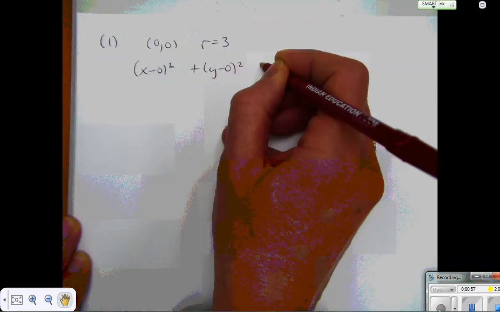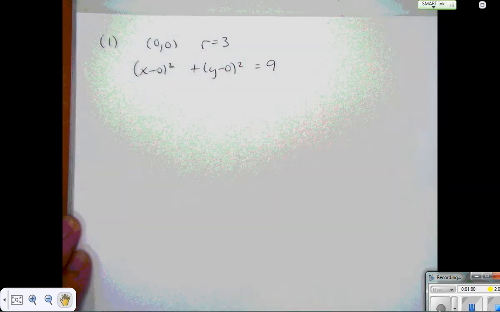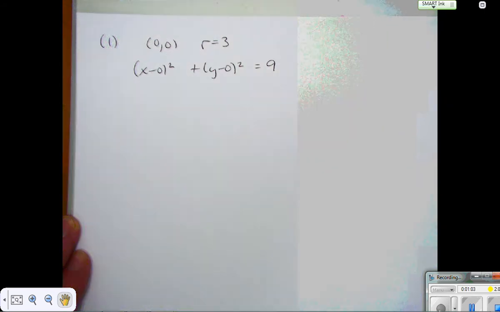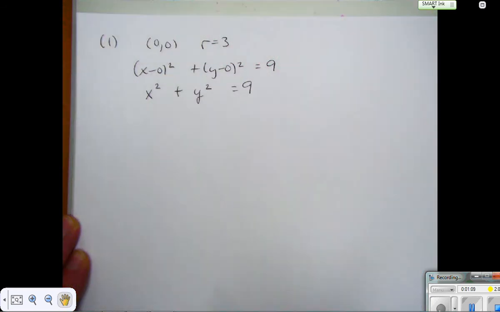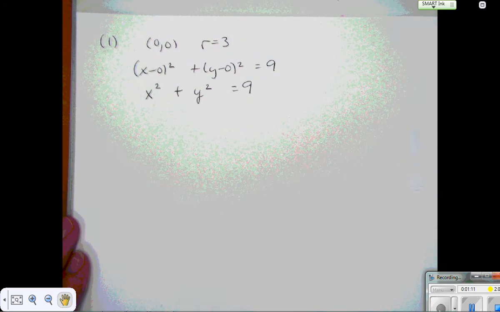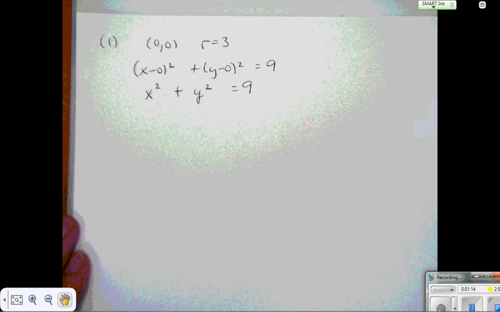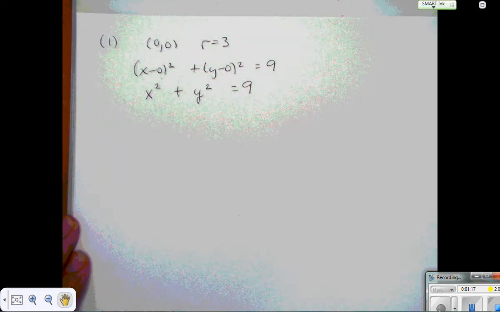Okay, so the first part says write the equation of the circle with the given information. So looking at number 1, the center is (0, 0), and the radius is 3. So you could write (x minus 0) squared plus (y minus 0) squared equals 9. You always have to square the radius. You could write it like that if you wanted to, but you also could write it as x squared plus y squared equals 9. Both of them are correct. You won't get any points taken off for using the h, k for your 0, 0.